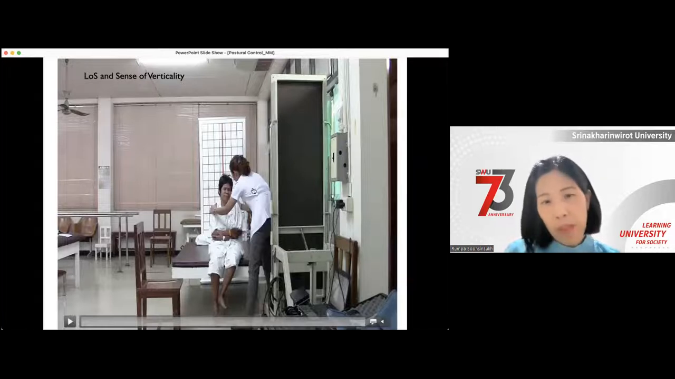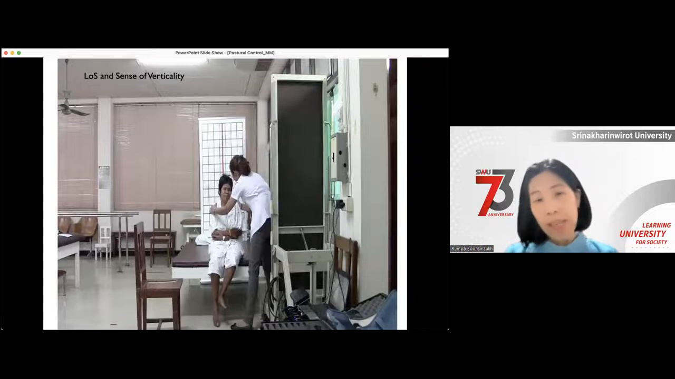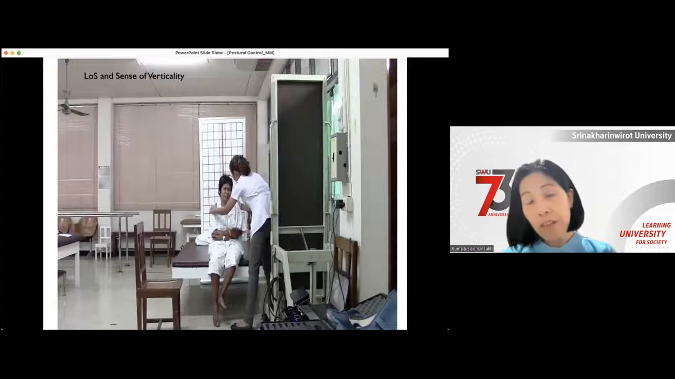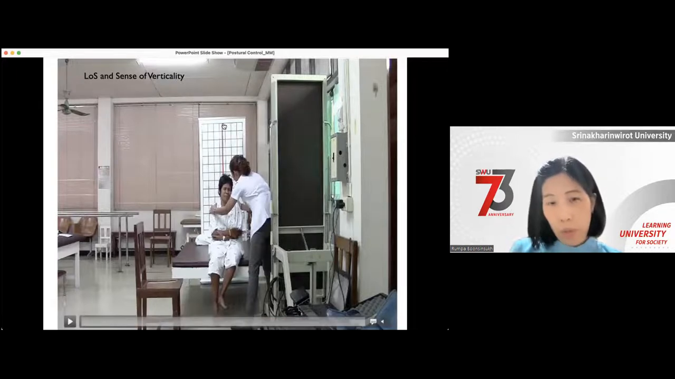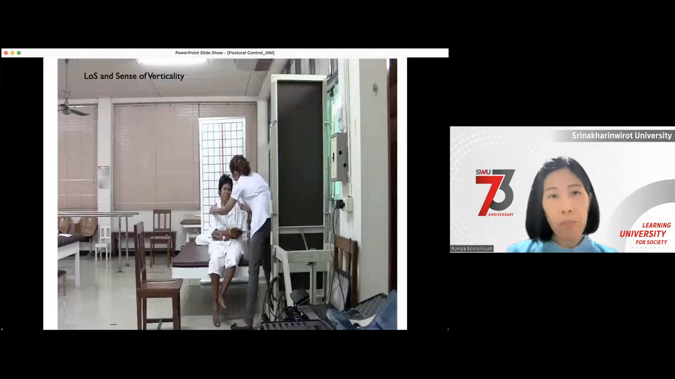To measure the limit of stability, they ask the subject to lean to the side as much as possible. And then after that, close their eyes and come back to sit upright. The way that you can see that it is upright is to compare with the red line here. If the body aligns with the red line, it means that the patient has a normal sense of verticality.